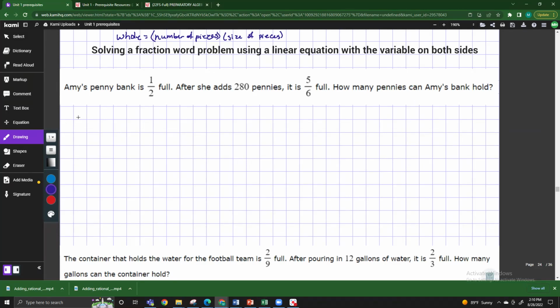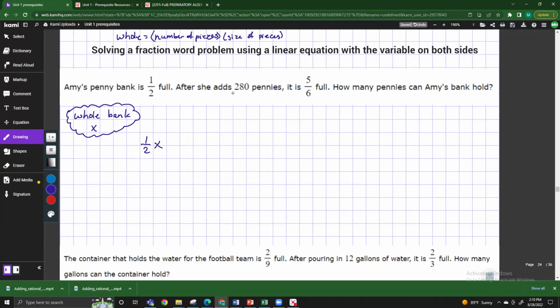So we're talking about the whole bank. And that's what we're looking for: how many pennies can Amy's bank hold? We're going to call that X. So we're just keeping this off to the side, thinking about that. Now we're going to translate what we have in the problem into math. Amy's penny bank is half full, so we have 1/2 of X, which is the whole bank.